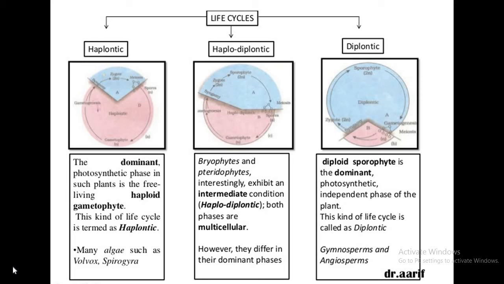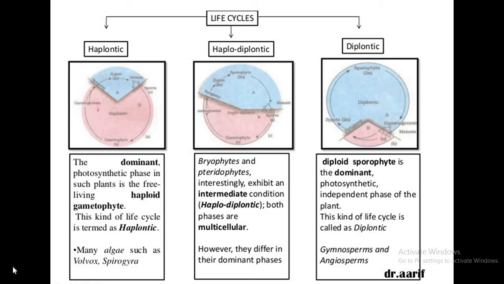Now come to the last one. It is a hybrid between haplontic and diplontic. That is why it is called haplodiplontic. So what is happening is the plant body is a sporophyte. Then this sporophyte undergoes meiosis. After meiosis, children, it does not form gametes. It forms the spores. Those spores germinate to form the gametophyte.